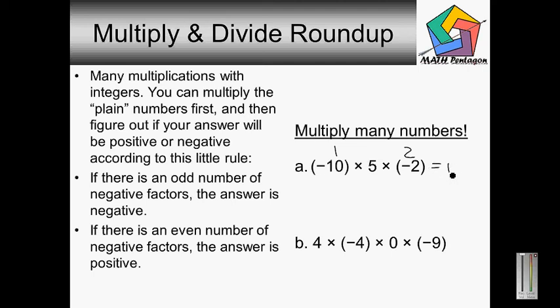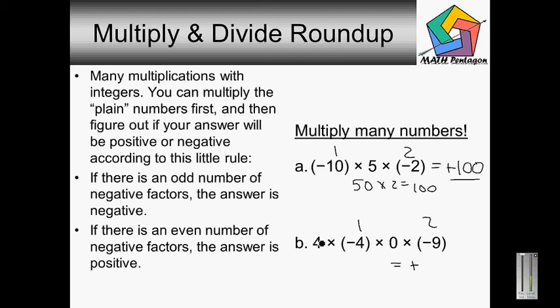So we already know that. So all you do now is focus on multiplying the numbers. 10 times 5 is 50. Times 2 is going to give us 100. So our answer is a positive 100. So that's the final answer to that. Okay, here we have 2 positive factors. So our answer is going to be positive.